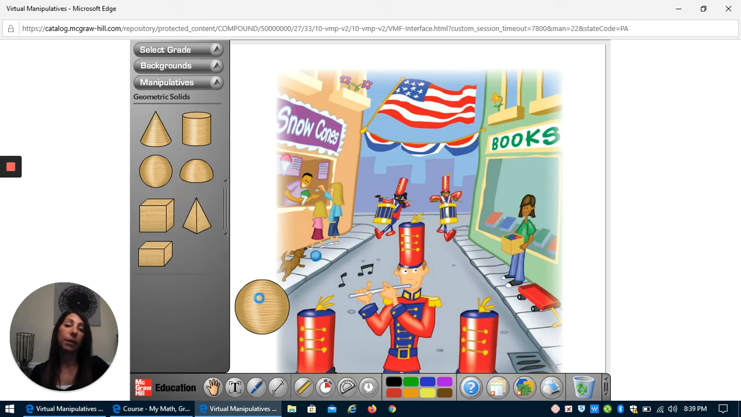Now a sphere definitely can roll because it's like a ball. It cannot slide because it doesn't have that flat surface. So the only thing a sphere can do is roll.